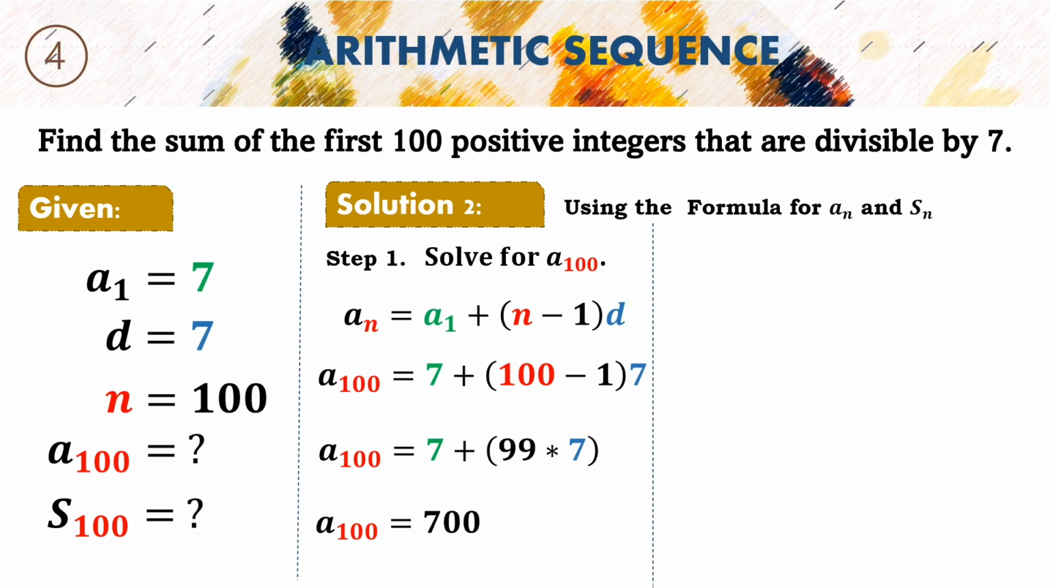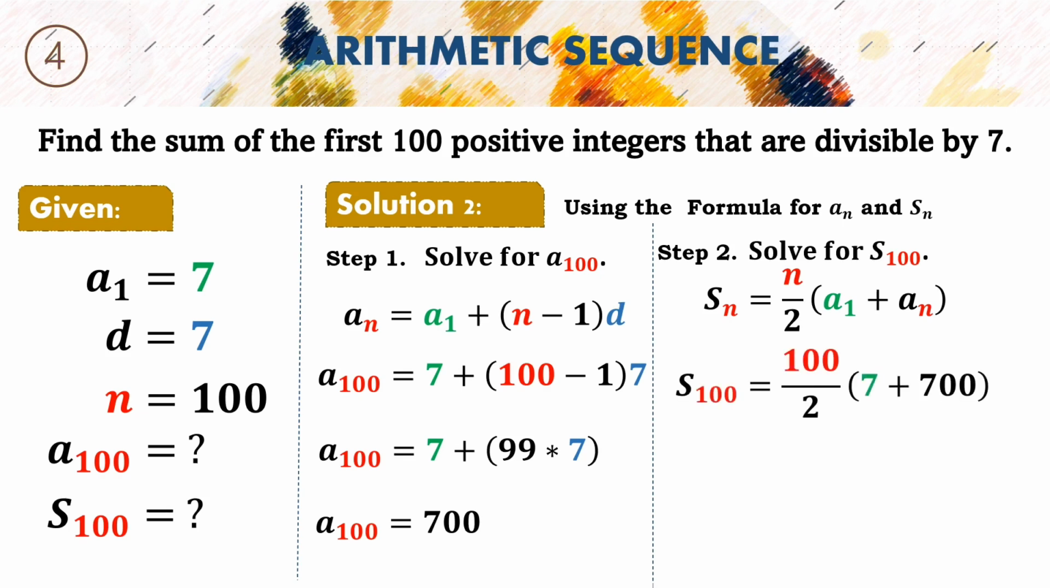Step 2, we're going to look for S sub 100 since we know already the last term from step 1. So solve for S sub 100 using formula 1. S of n equals n over 2 quantity, the sum of the first and last term. Substituting the given, S of 100 equals 100 over 2 quantity, the sum of 7 and 700. That's 50 times 707. Therefore, S of 100 is equal to 35,350.